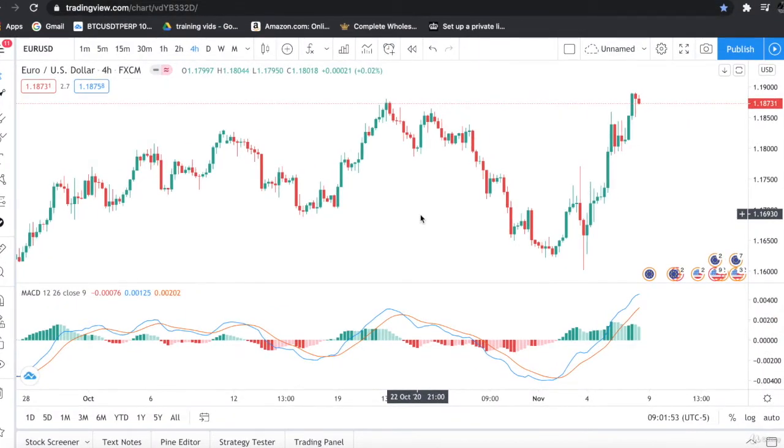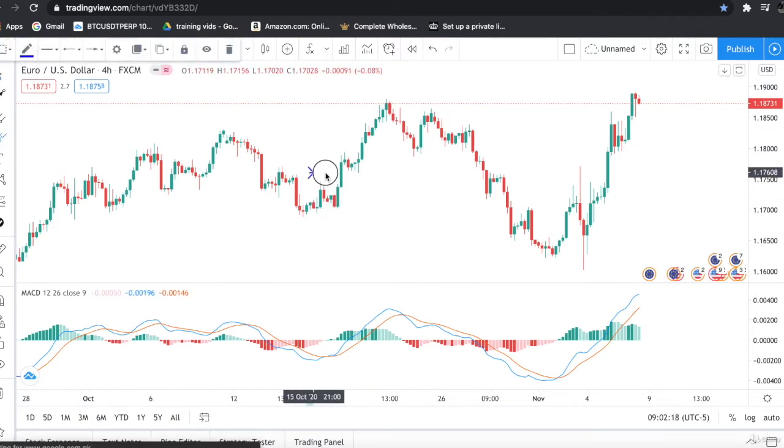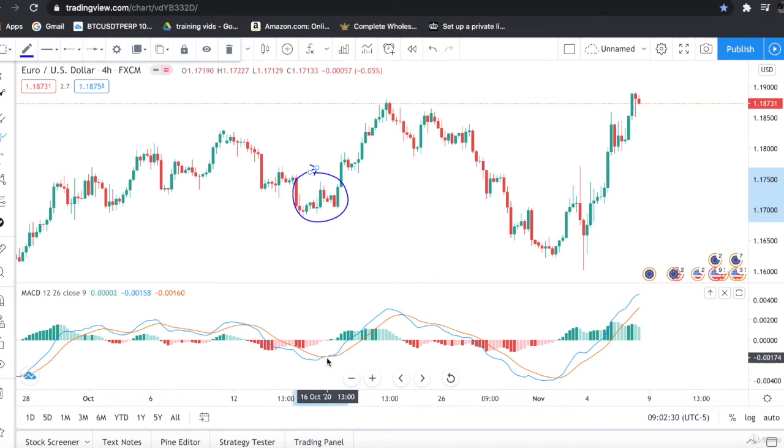This is the euro and the US dollar 4-hour chart. Let's use the MACD indicator and find some live examples. Now over here, look at the price. The price was consolidating over here. Let me mark this zone. The price was consolidating over this zone. The MACD line crossed the signal line, this one. As you can see, the blue line crossed the orange line, which gives us a buying indication.